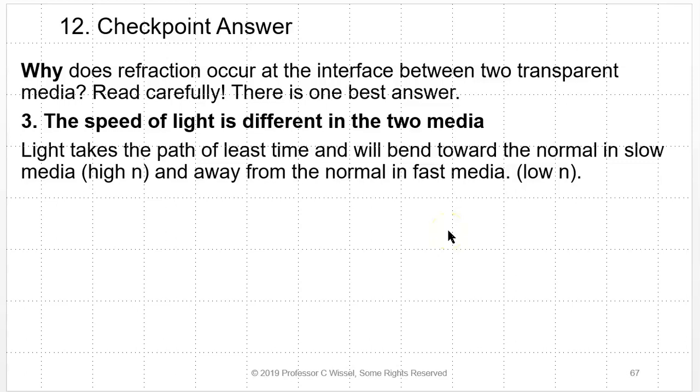Light will take the path of least time and bend toward the normal in a slow medium and away from the normal in a fast one.